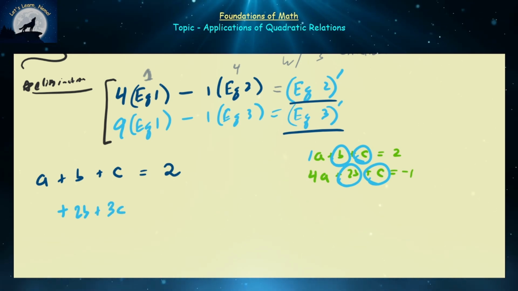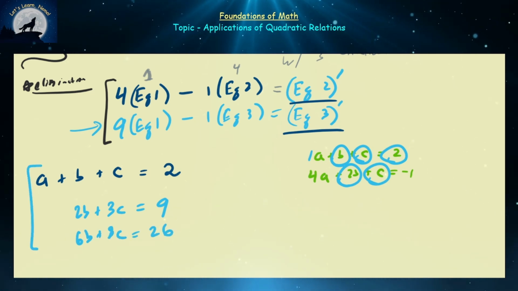And then finally, 4 times 2 minus 1 times negative 1, right? So the negative negative becomes a positive. So 4 times 2 is 8 plus 1, that's going to be equal to 9. And then you're going to repeat that process for equation 3. But if you get the correct answer, you're going to have 6b plus 8c will be equal to 26.